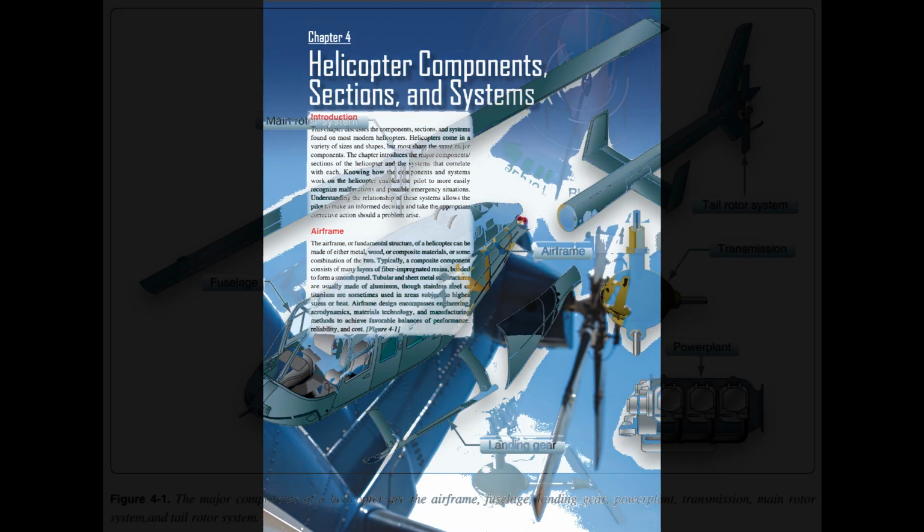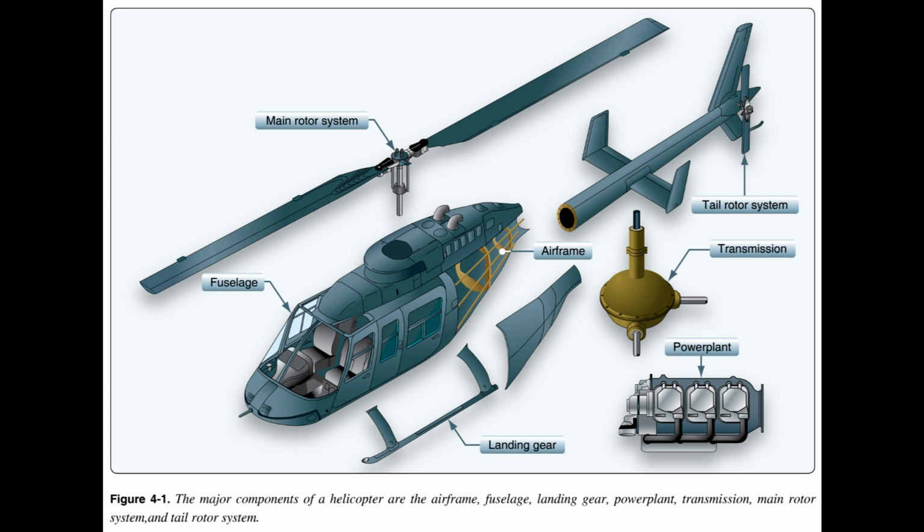Airframe. The airframe, or fundamental structure, of a helicopter can be made of either metal, wood, or composite materials, or some combination of the two. Typically, a composite component consists of many layers of fiber-impregnated resins, bonded to form a smooth panel. Tubular and sheet metal substructures are usually made of aluminum, though stainless steel or titanium are sometimes used in areas subject to higher stress or heat.